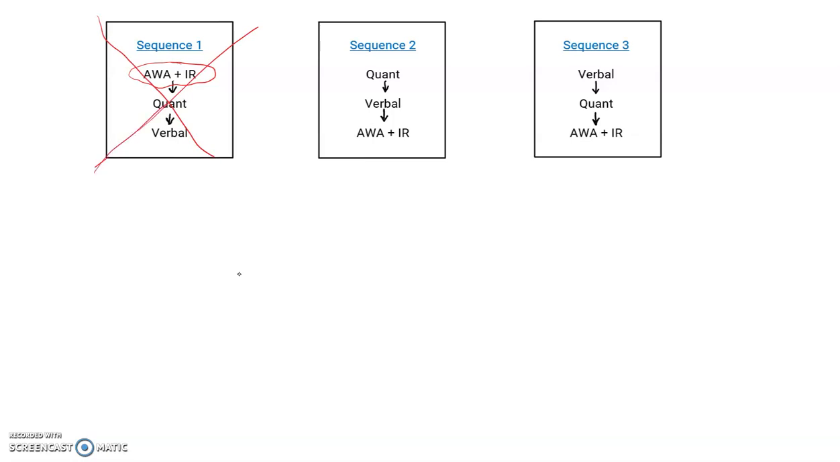Okay, so let's talk about sequence 2 and sequence 3. What should you choose? There are two schools of thought here. Thought 1 says that you should start with your strengths. For example, if your strength is quant, it says that you should start with quant first. What is the reason behind it? The reason is pretty simple.